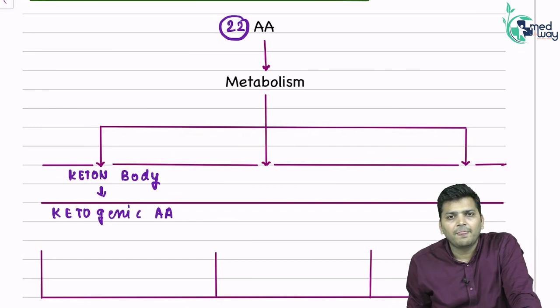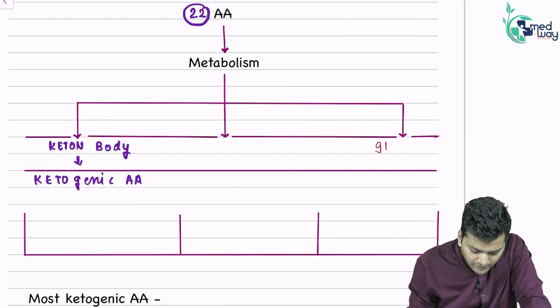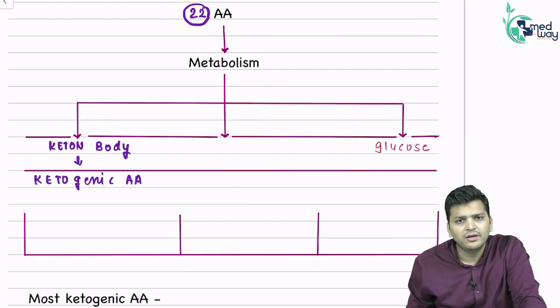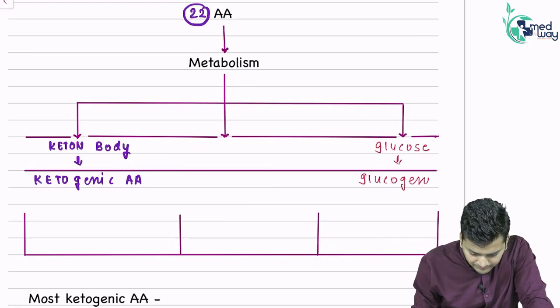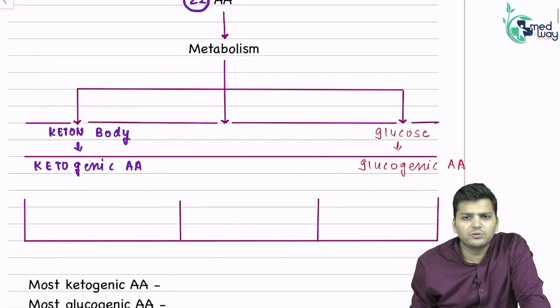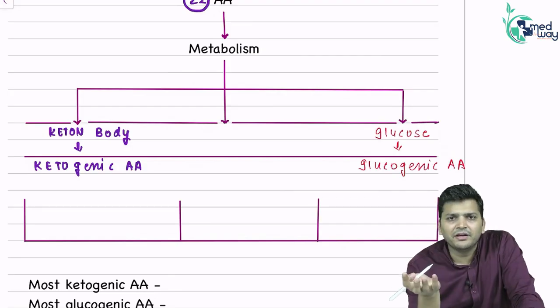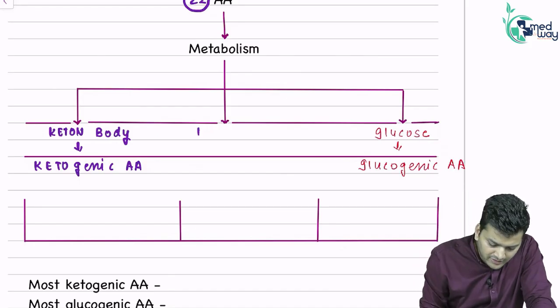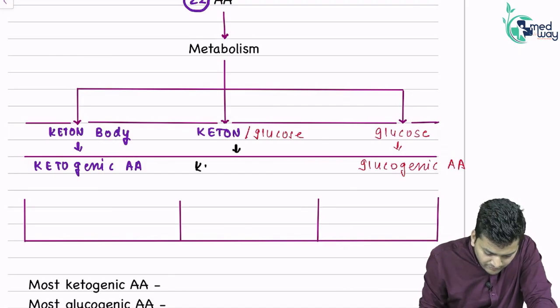Ketogenic amino acids. There are some amino acids which, after metabolism, are going to generate glucose. From amino acids, we can make glucose. If an amino acid makes glucose, it is called a glucogenic amino acid. So we have ketogenic amino acids and glucogenic amino acids. And there are some amino acids which can make ketone bodies or glucose depending on the requirement of the body. So there are some amino acids which can generate both ketone bodies as well as glucose. We'll say that they are keto plus glucogenic.